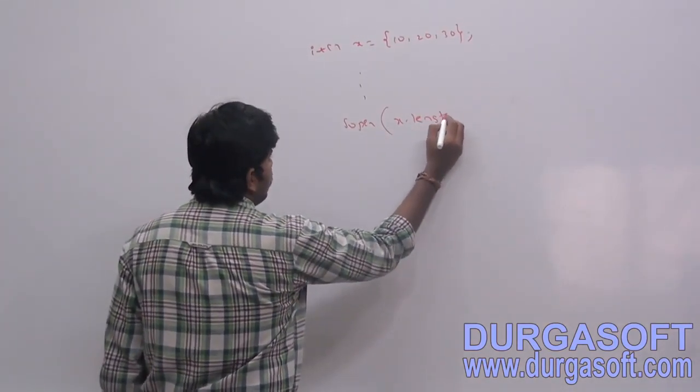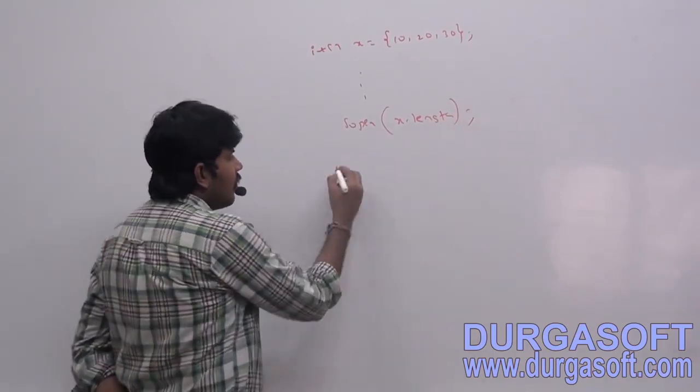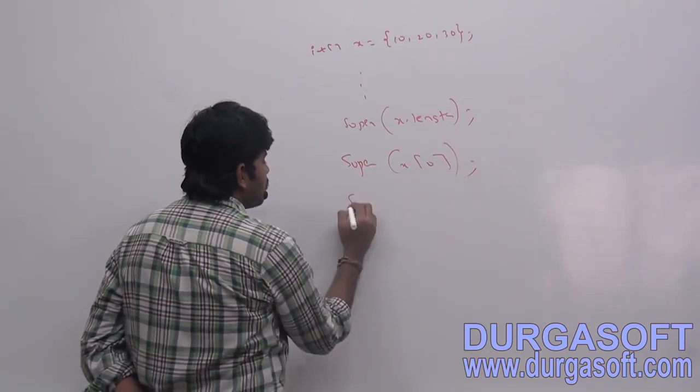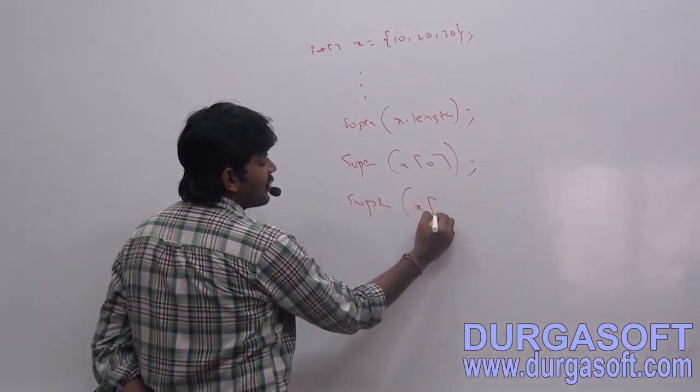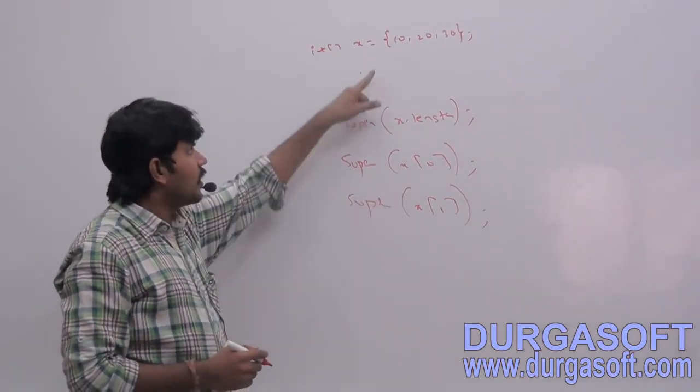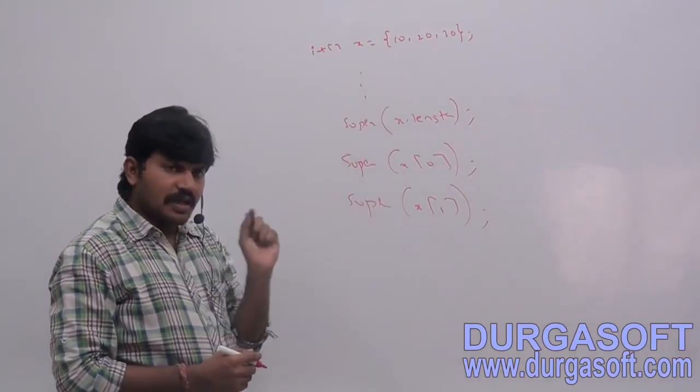X dot length. Can you tell what is the first element? X of 0. What is the second element? X of 1. So every time we can use an array by using its name only.